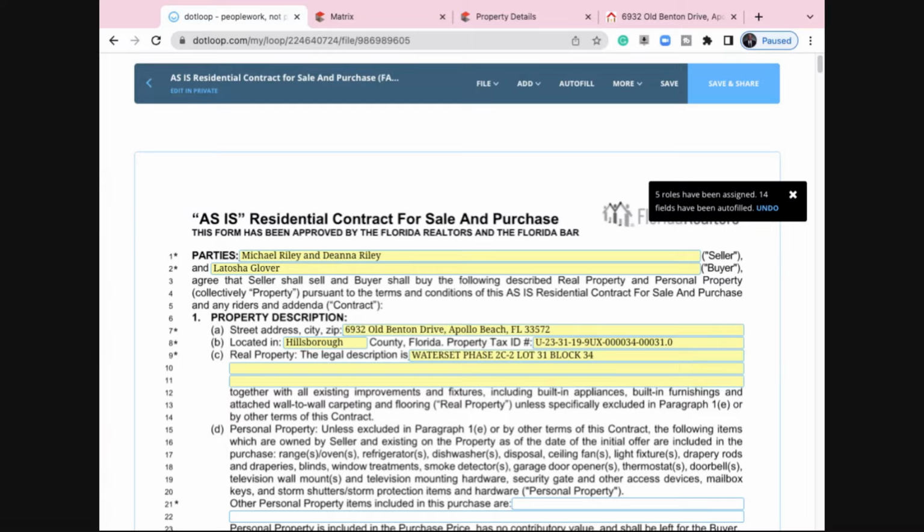Okay. Now, from the MLS, we've identified the house that we're going to do, and we've populated the contract. So what we're going to do now is go over line by line the as-is residential contract for sale and purchase. Let's get started.